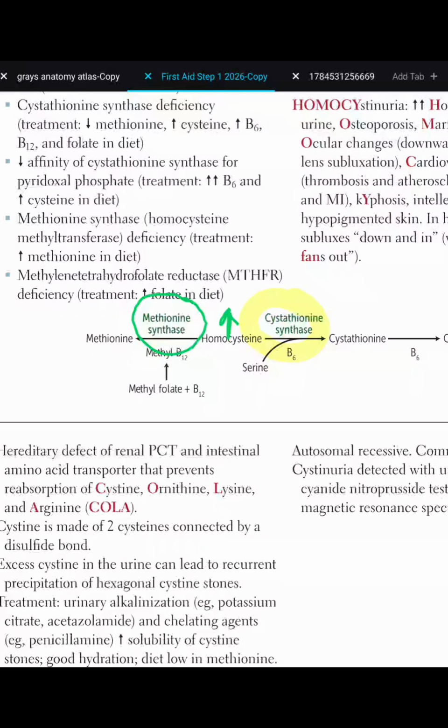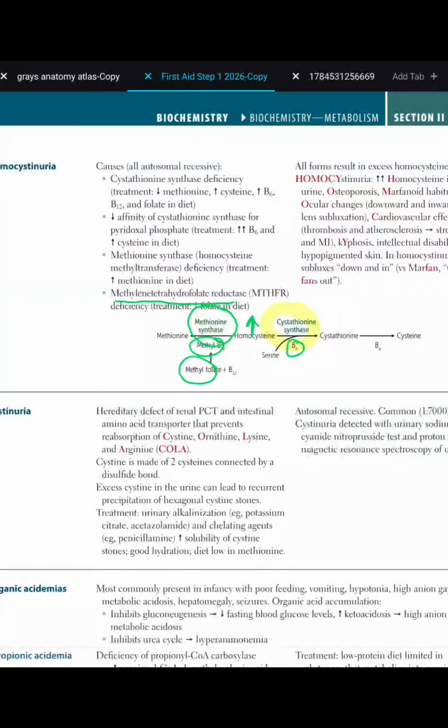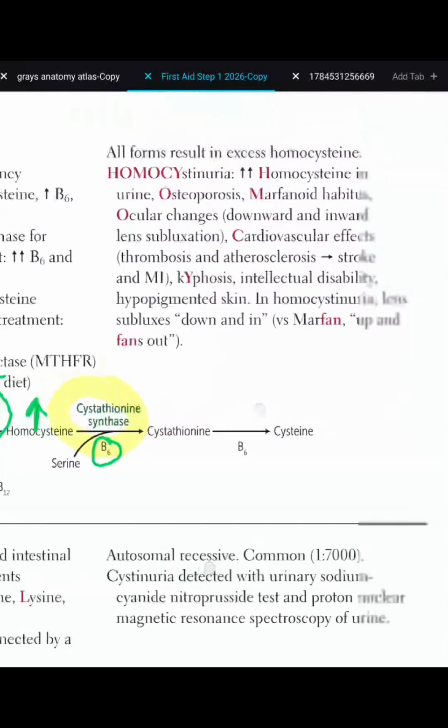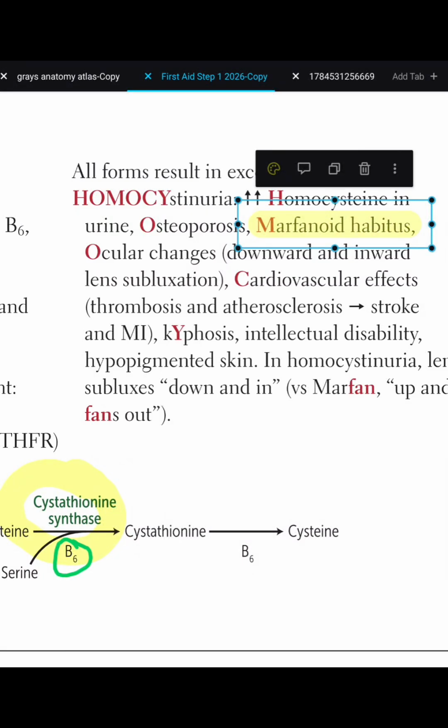Not just these two enzymes, but deficiency of B6 or methylenetetrahydrofolate reductase, or methyl tetrahydrofolate, can also result in an increased level of homocysteine, as it will not convert into cysteine or methionine. As this homocysteine builds up in the body, it will cause certain features. The common one is the Marfanoid habitus, as we discussed in the MCQ.